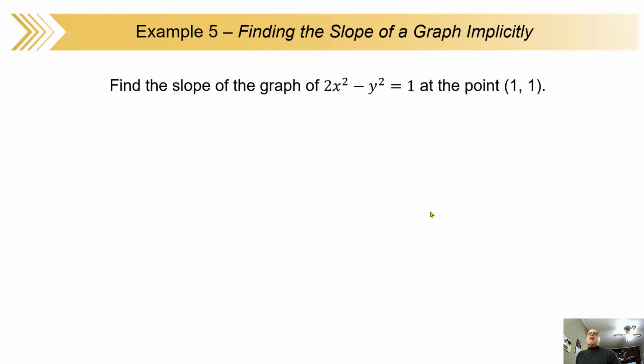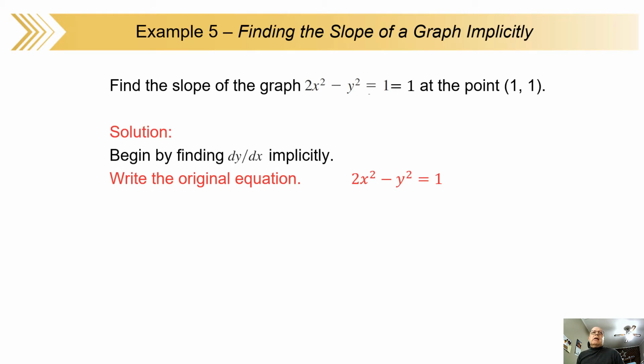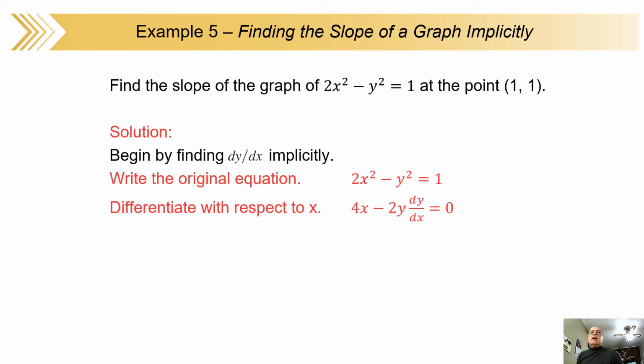Find the slope of the graph of this one at the point (1, 1). So of course, to get the slope, you're going to take the derivative of this equation with respect to x. You're going to find dy dx. So you first write down the equation, make sure you got it correct, and you differentiate.